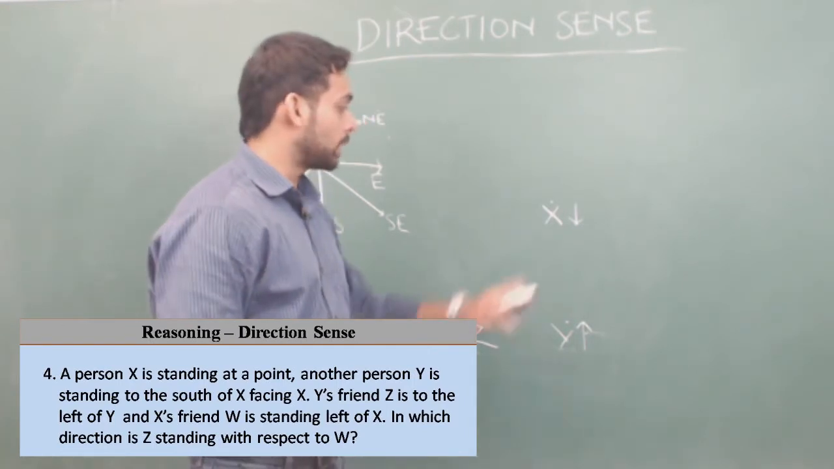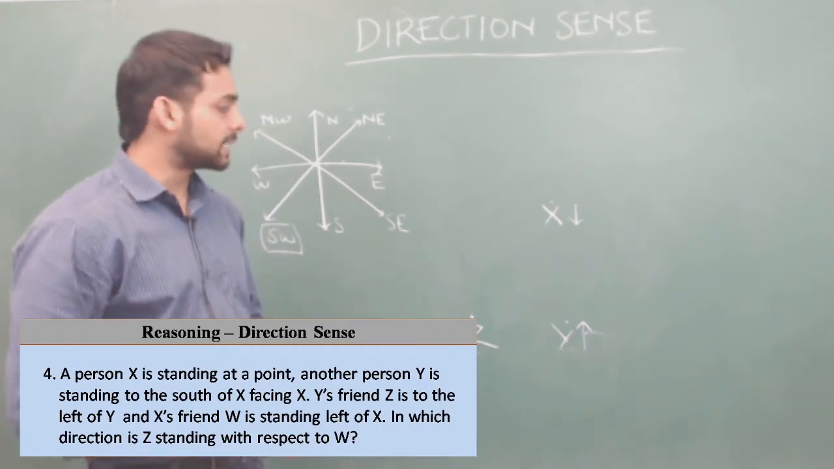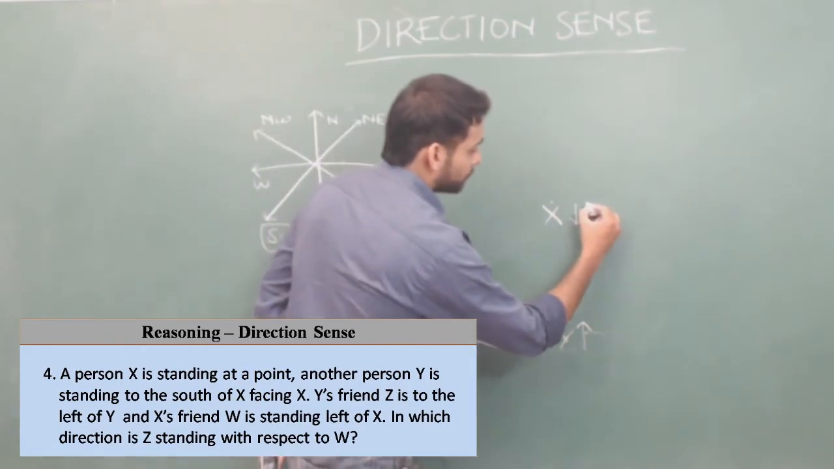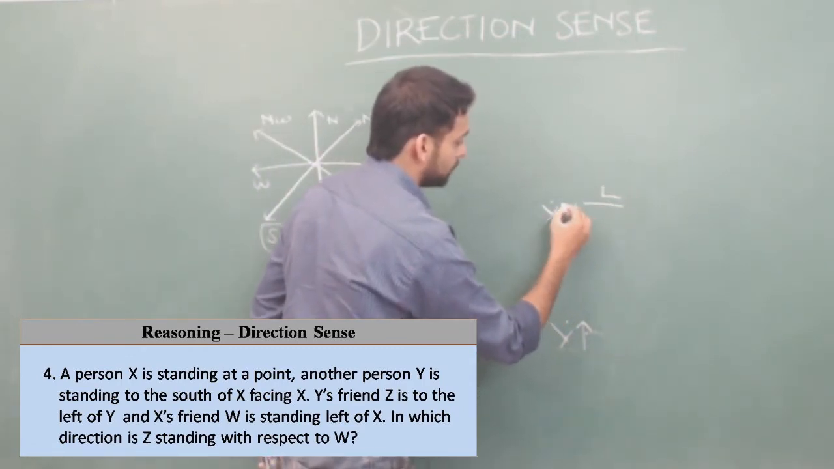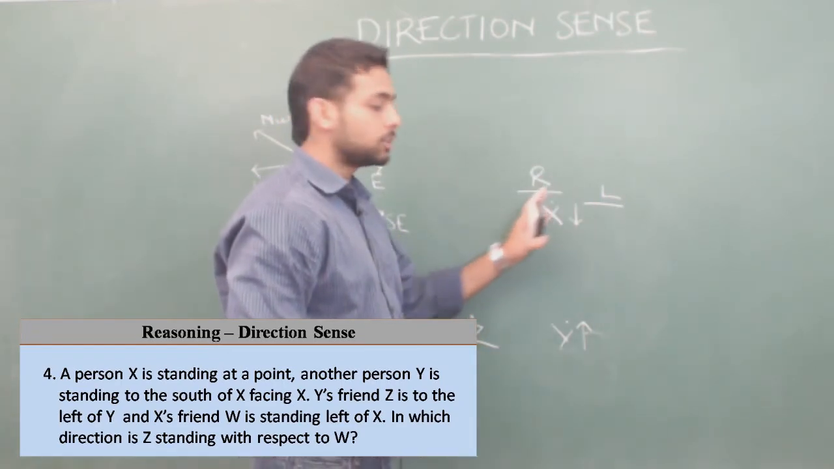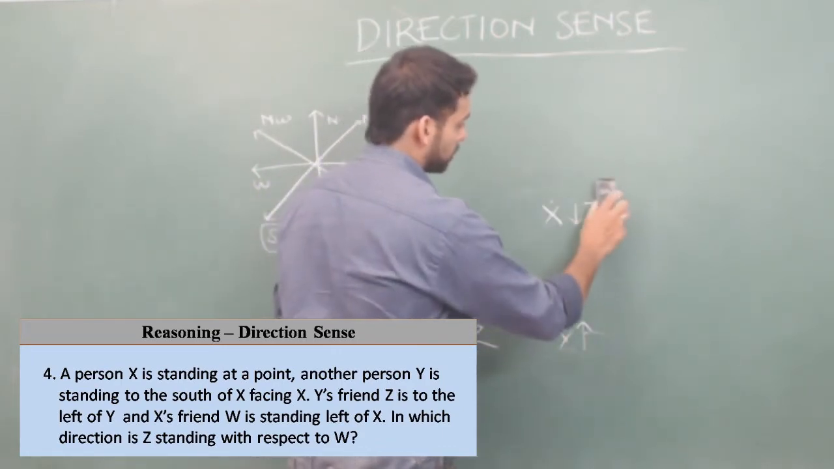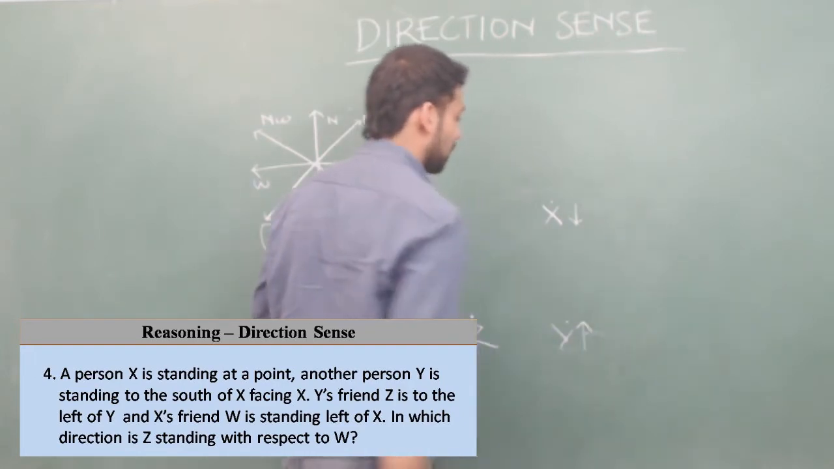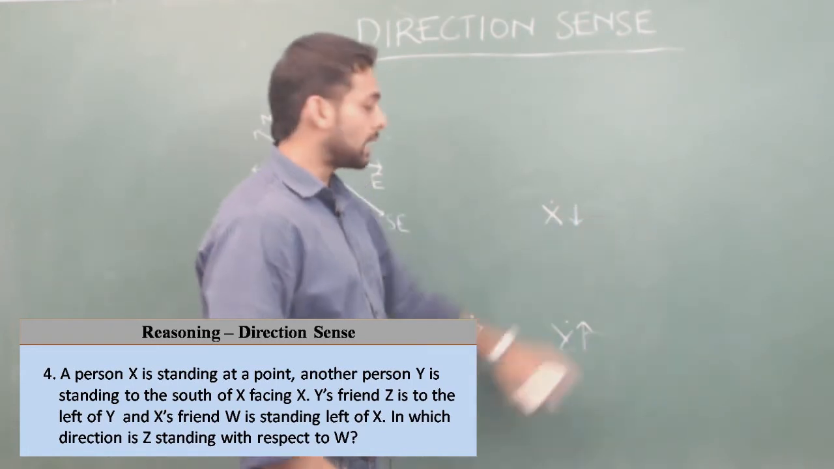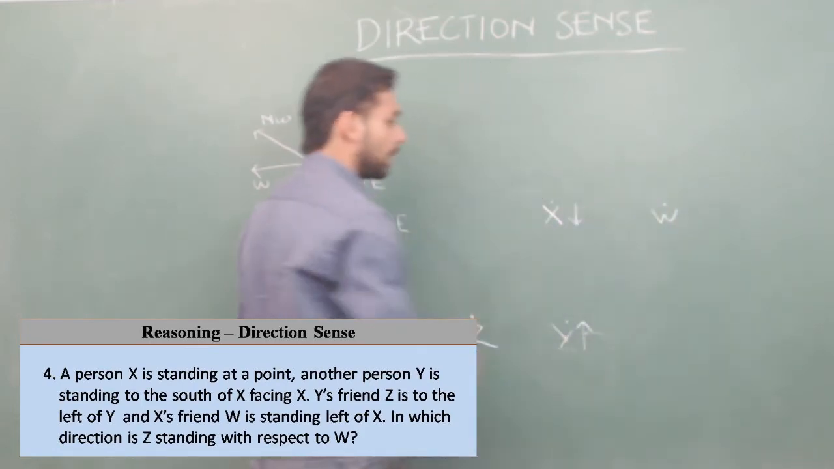And X's friend W. So X also has a friend named W. And this friend is standing to the left of X. So X is facing down. X is facing south. So left will be here, and right will be here. Right is towards the west and left is towards the east. So using this logic, I concur that X's friend W is standing to his left, that is somewhere over here. W is standing over here.